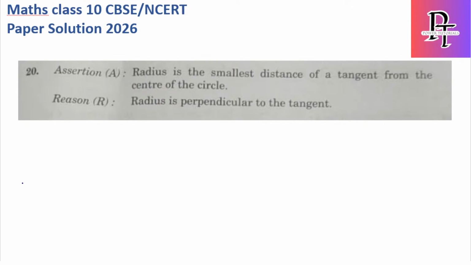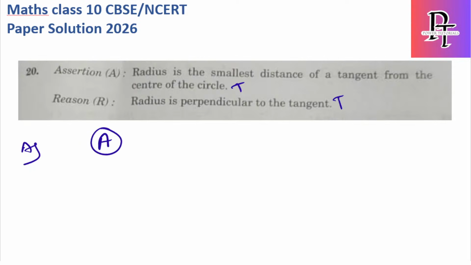Okay, what about the 20th question? Radius is the smallest distance of a tangent from the center of a circle. Yes, true. Radius is perpendicular to the tangent. Yes, it is true. And is this a correct explanation? Yes, correct, because the perpendicular distance is always the shortest distance. So here the answer is A.